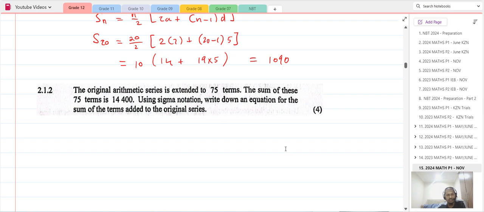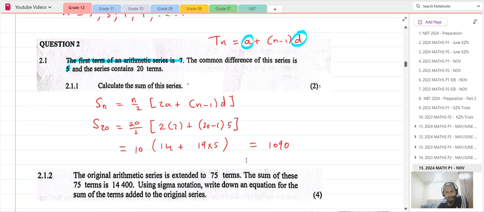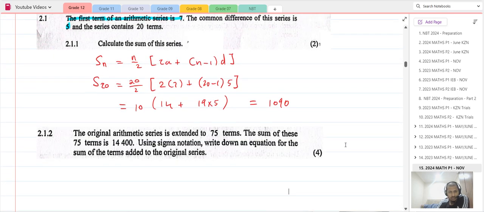The original arithmetic series is extended to 75 terms. So what was the series? The original series, which is 7 plus 12 plus 17 plus dot dot dot, is extended to 75 terms. It means there are 75 terms in total. Originally we had 20 terms, now we have 75 terms.